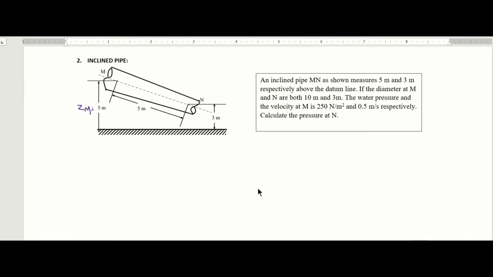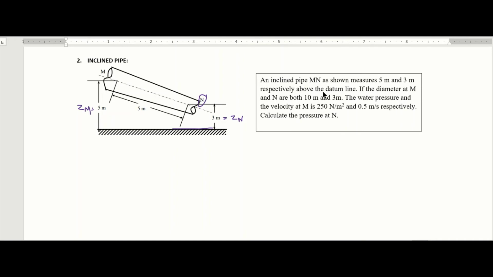Then at section N we have a different datum level, let's call it ZN. Okay, now please don't forget that this point here is our datum level. So the fluid is flowing from section M to section N. Now here's a question.